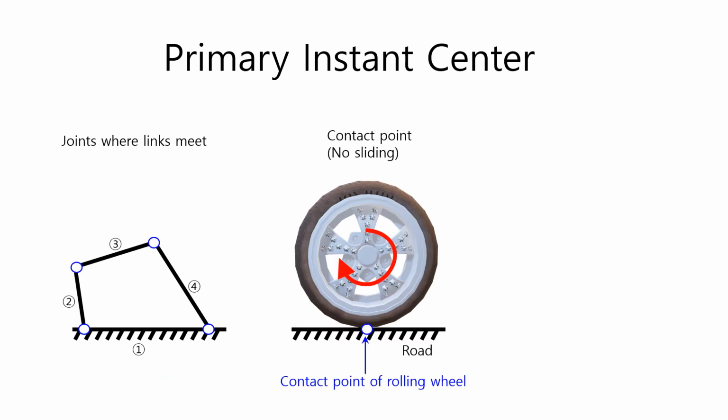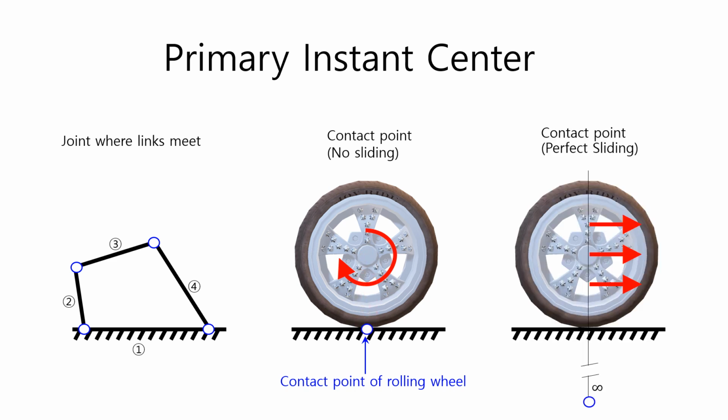Let's take a look at the second type of primary instant center. For a wheel that rolls on the ground without slipping, the primary instant center is the point of contact with the road surface. When determining the instant center in a mechanism that includes the tire and wheel of a vehicle, it is assumed that there is no relative motion between the center of the wheel and the point of contact with the road surface.